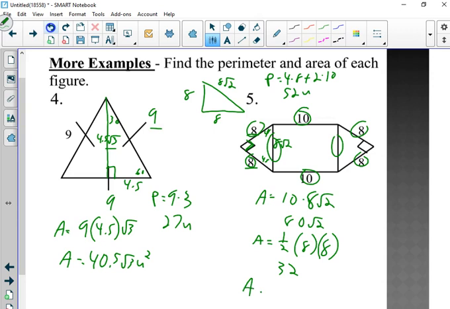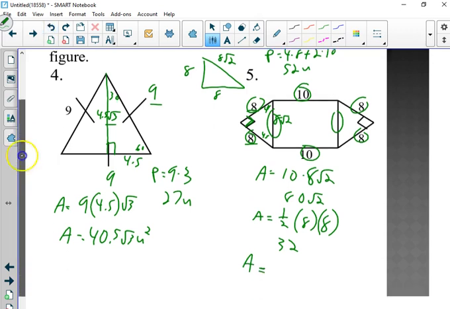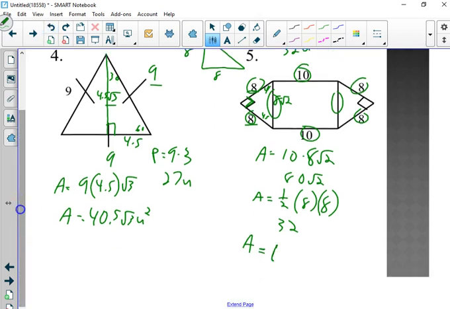So the area of the overall shape is 64 plus 80 root 2. Area of the 2 triangles and the area of the rectangle.